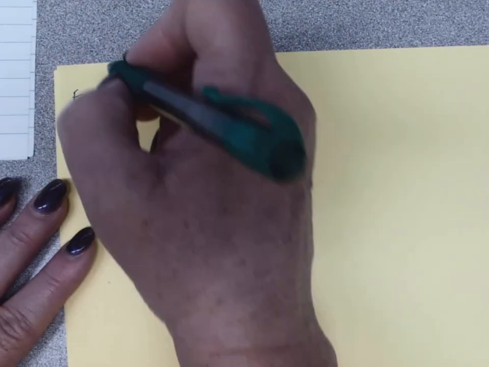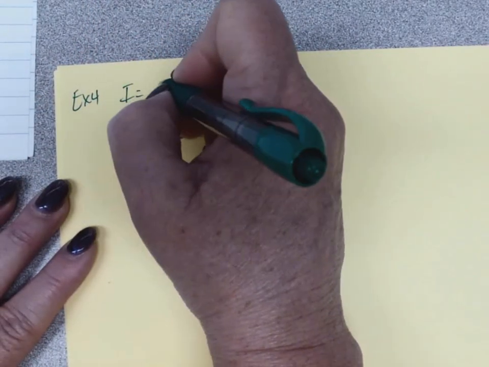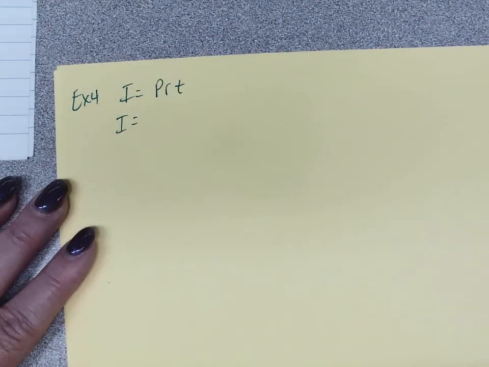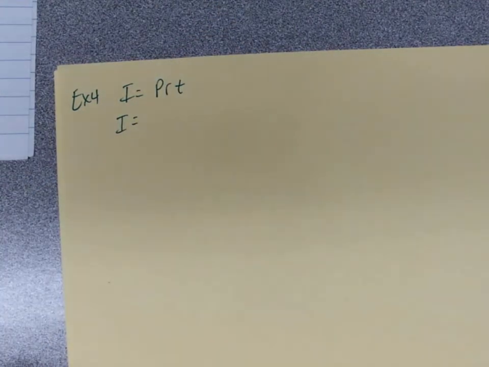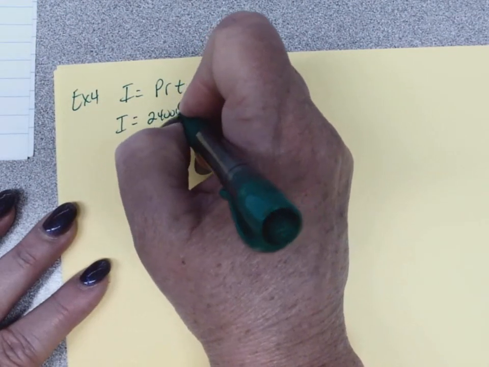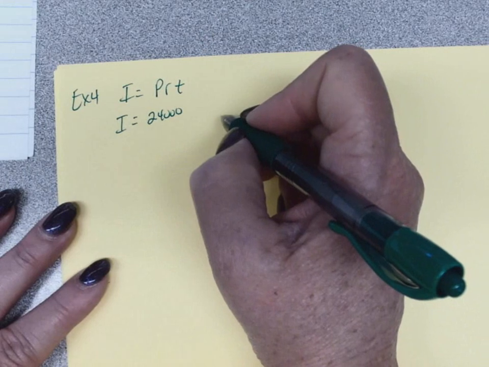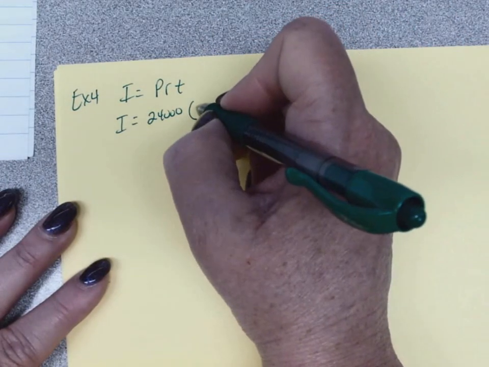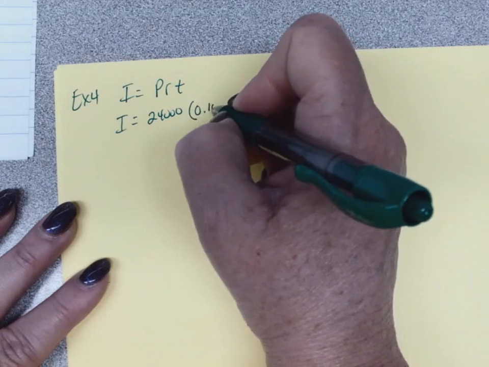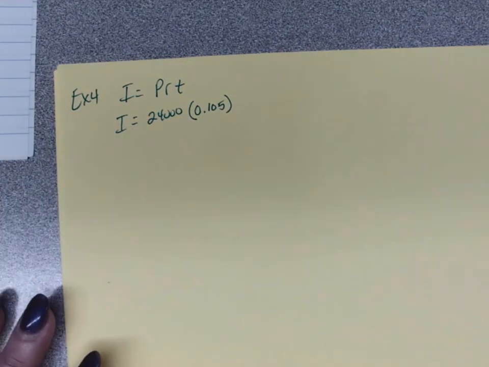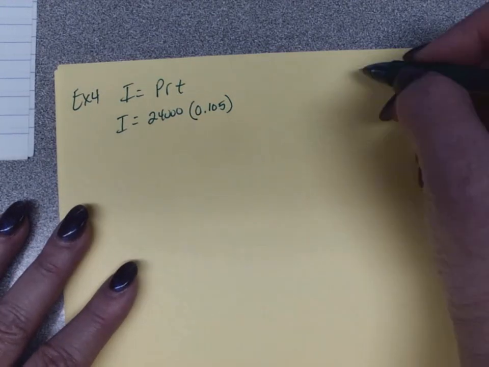So we have our I equals PRT again. We're looking at how much interest he earned. Our P is how much he put into the account, so that's $24,000. We're given the rate of 10.5%. We have to put it as a decimal, so 0.105.